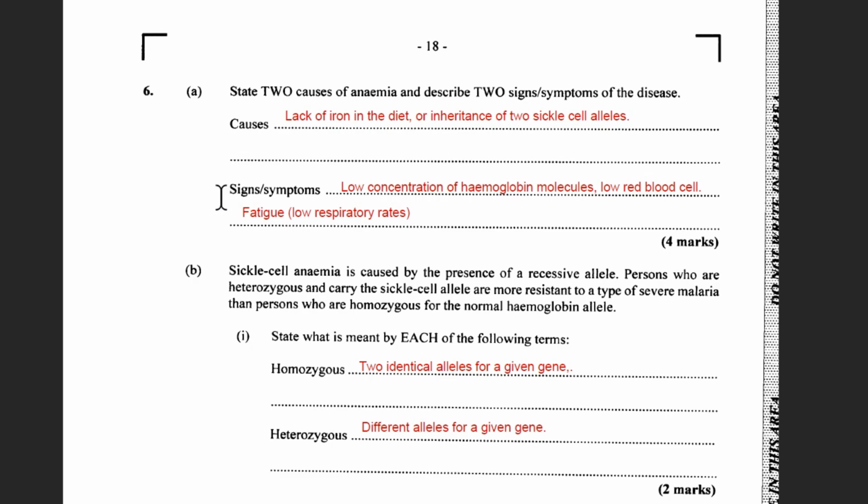The signs and symptoms of each, however, are somewhat the same. Basically, you have a low concentration of hemoglobin molecules, or you have abnormal hemoglobin molecules. You have a lower red blood cell count, and you have fatigue or lower respiratory rates. There should be a lower normal red blood cell count because you'll have sickle cells replacing the normal red blood cells for sickle cell anemia.